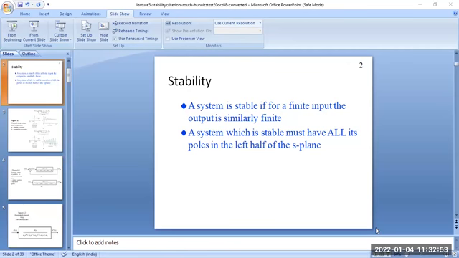A system is stable if for a finite input the output is similarly finite. This is basically the main reason why stability is a requirement. Also, a system which is stable must have all its poles in the left half of the S-plane.